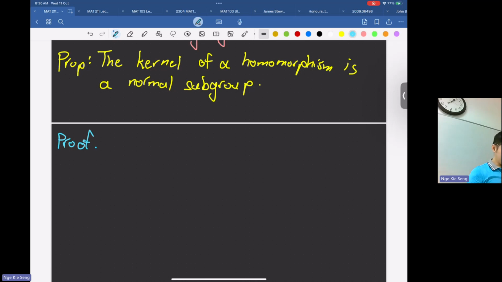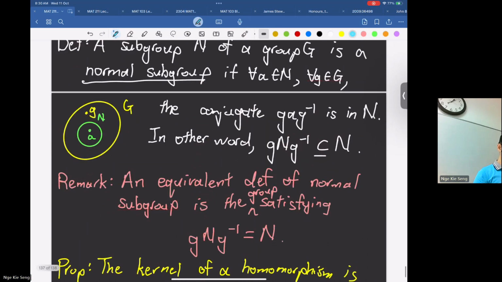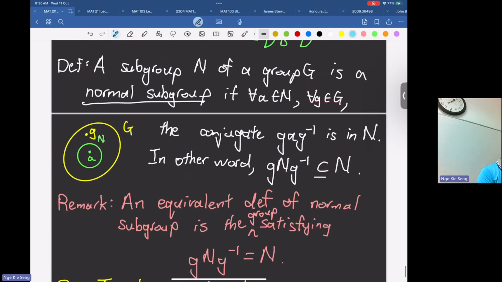So we want to show that something is a normal subgroup. So we need to go back to definition. Definition of normal subgroup says what? For every element in your subgroup, I have to conjugate with any element in G, and then we show that this conjugate is in our subgroup.